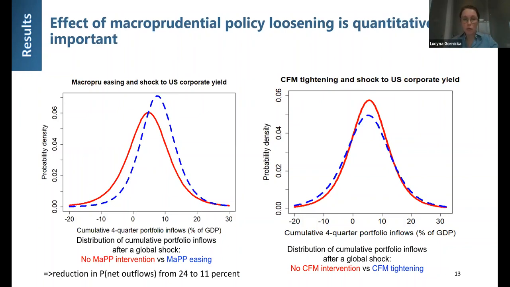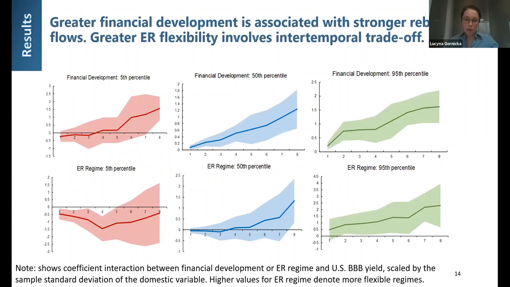Again, quantitatively, effects of macro-pru easings are relatively large. Macro-pru easing of one standard deviation reduces the probability of net outflows from 24 to 11%. CFMs are quantitatively important, but predominantly for the lower tail of the density of future flows. Let me finish with the results for the financial development and the exchange rate regime. For the financial development, we find that in the medium term, the effects are statistically significant for both the tails and the median of the distribution. So we interpret it as saying that financial development improves the probability of reversal of flows following an adverse shock.